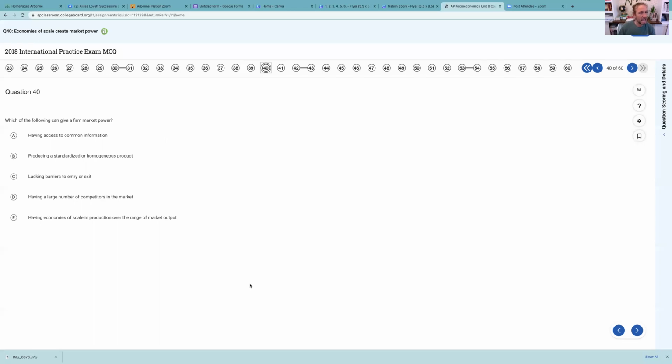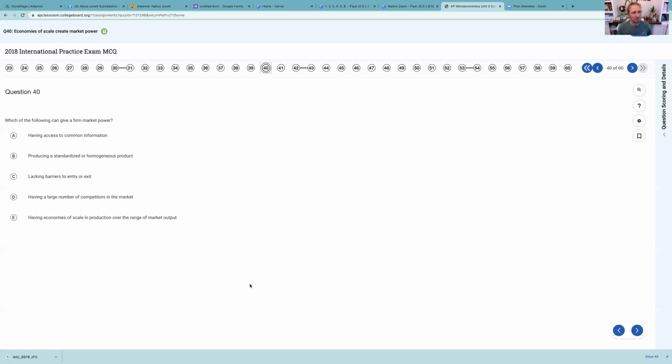So A says having access to common information. Well, everybody has access to that, so that's not it. B says producing a standardized or homogeneous product. That's not it. There's nothing separating them from anybody else. C says you don't have barriers to entry or exit. Well, that's not it either. They have no power then if people can enter with ease. D says having a large number of competitors. Also no. They don't have a whole lot of power if there's a lot of competitors.